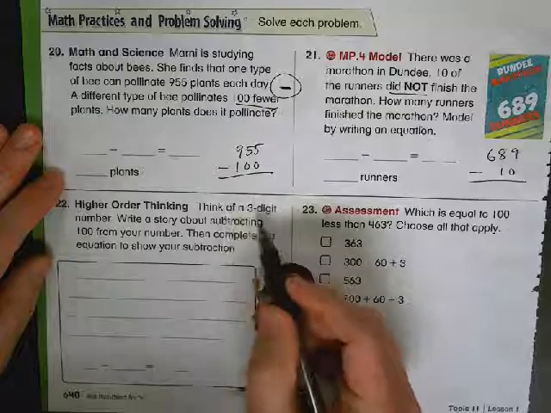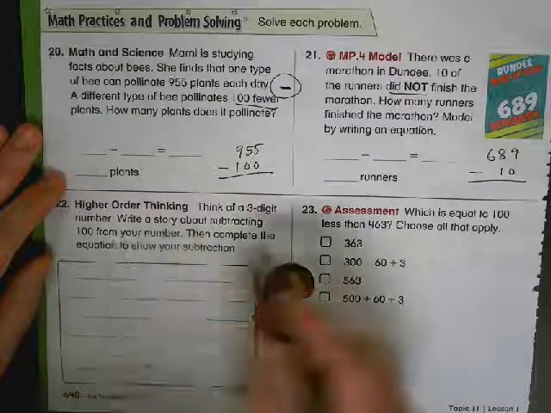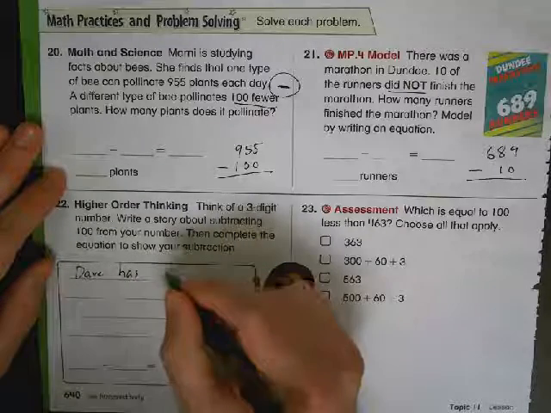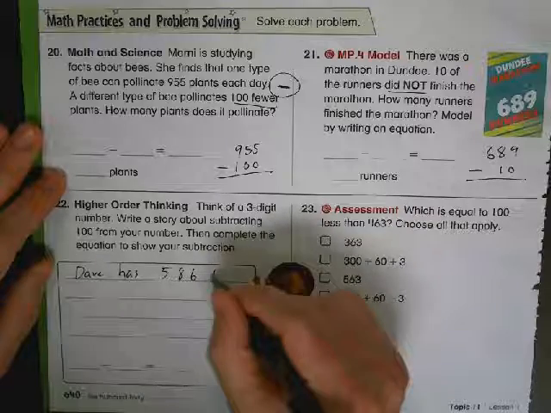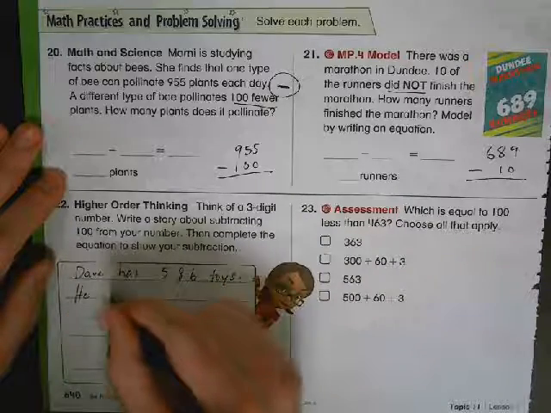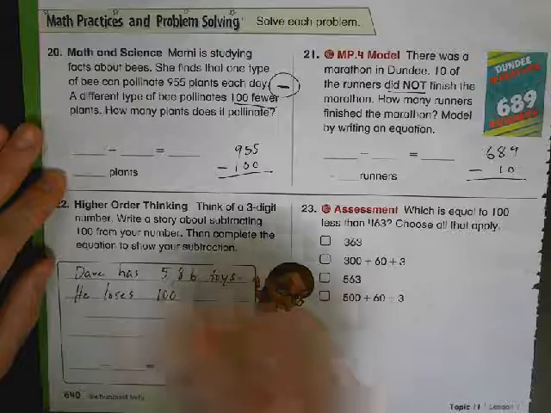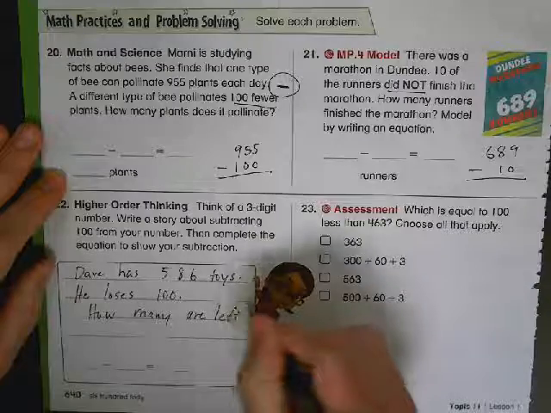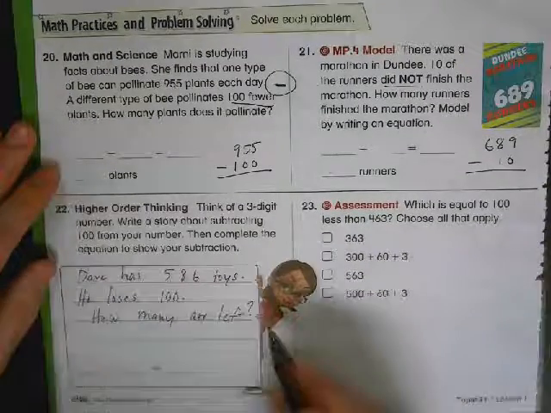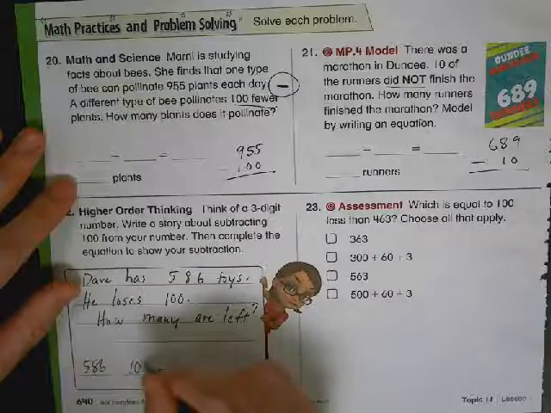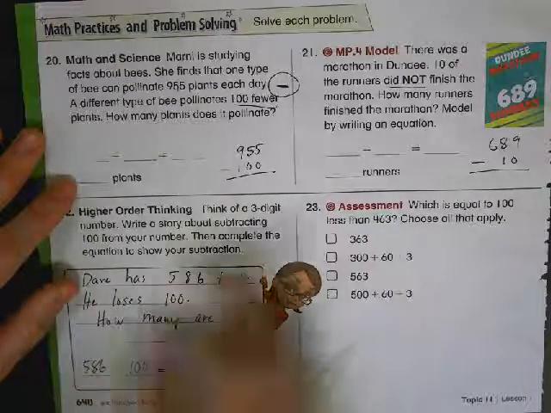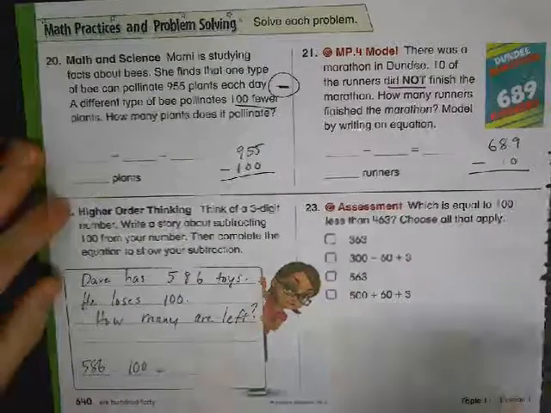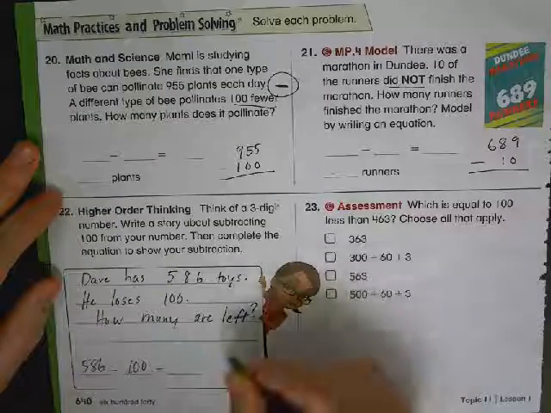So it says write a 3-digit number and a story about subtracting 100 from your number. So Dave has 586 toys. He loses 100. How many are left? And then you can create your own. I just did 586 minus 100, so right here, 586 minus 100, and I solve for it. You can do whatever you want. Don't copy mine about saying Dave has 586 toys and he subtracts 100. How many are left? Make your own. Stack it over here. It might be easier to subtract.